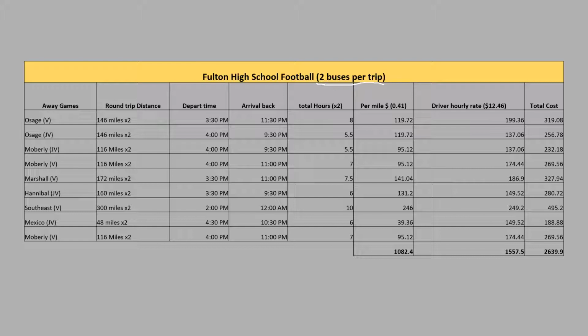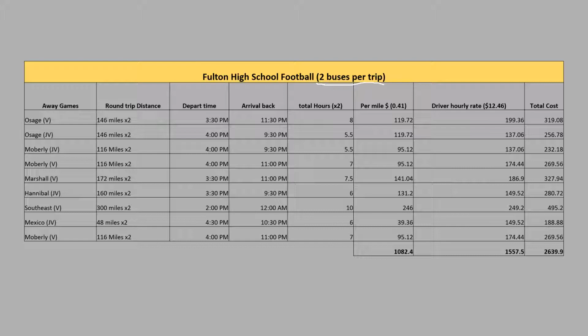Another difference is while looking under the away game, Fulton has a varsity and a JV team. Now they play on different dates, sometimes at the same locations but different dates, sometimes totally different locations. So that does come into effect when it comes to how many away games they have. For the total away games for both the varsity and the JV, it comes out to 9 total away games.